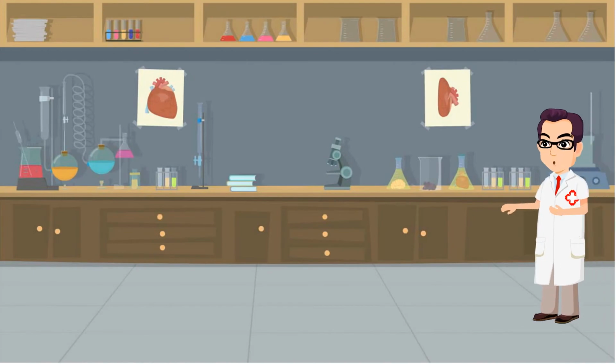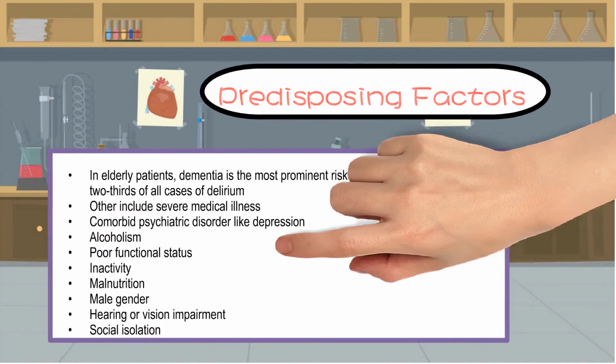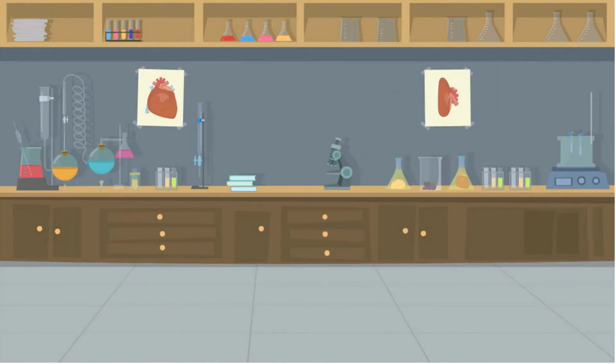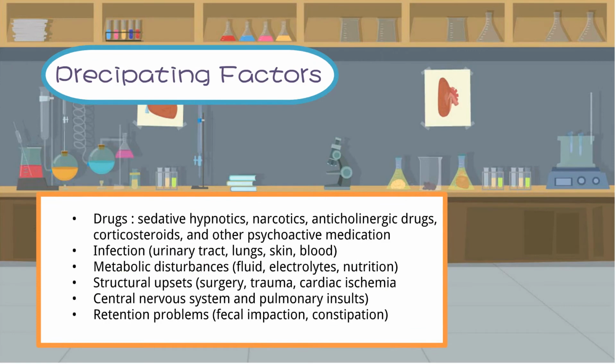What are the predisposing and precipitating factors? The predisposing factors may include: in elderly patients, dementia is the most prominent risk factor, being present in up to 2/3 of all cases of delirium. Others include several medical illnesses, depression, alcoholism, poor functional status, inactivity, malnutrition, male gender, hearing or visual impairment, and social isolation. For precipitating factors, these mainly include drugs, infection, metabolic disturbance, structural insults, central nervous system and pulmonary insults, and retention problems.